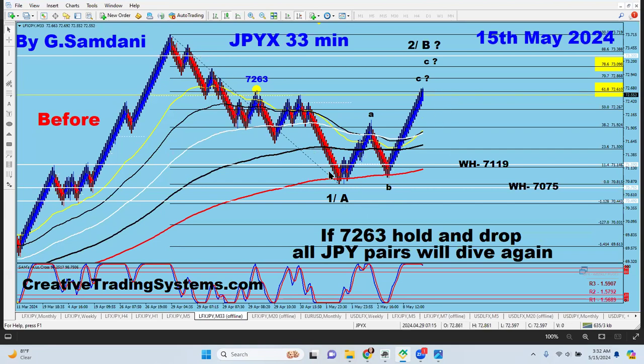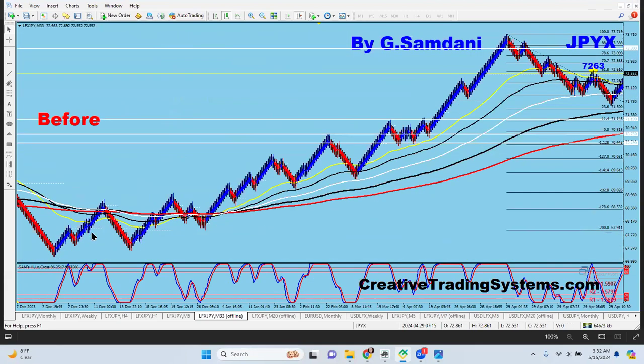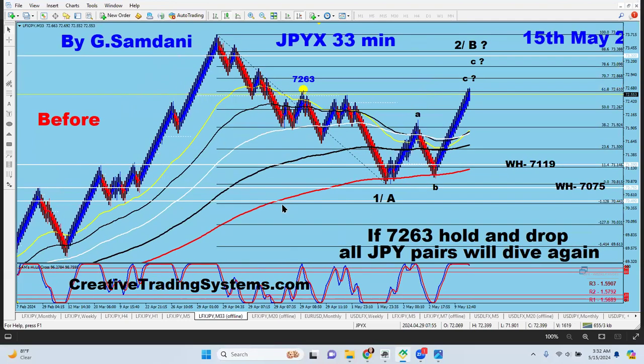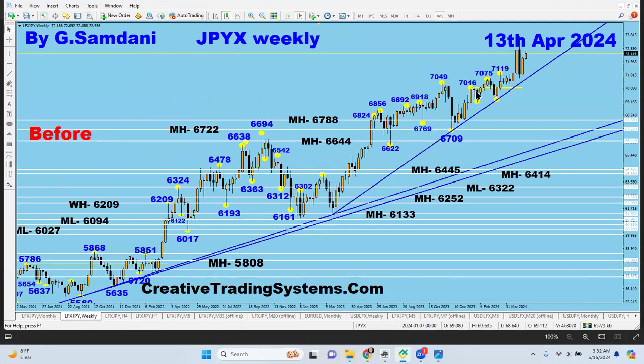We have this big wave here, and then you have an A, B, C correction. Now, what happened after the big move? For example, you see this big, huge move to the upside, right? And you saw the monthly chart, this is how big. On the weekly chart, you can see the big move to the upside.